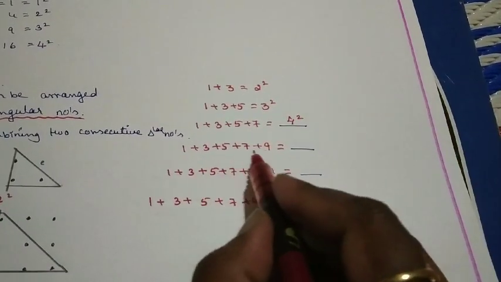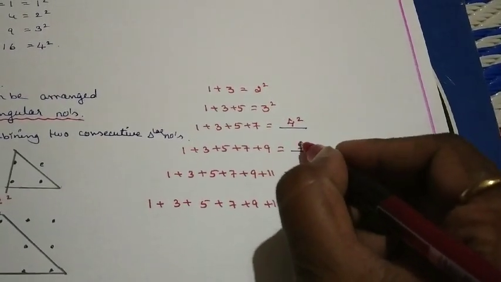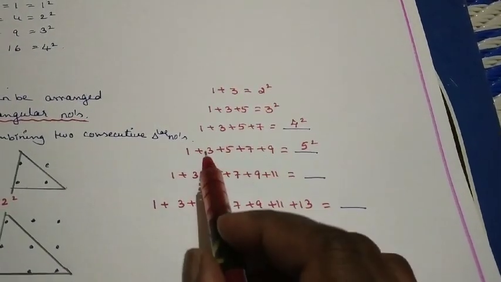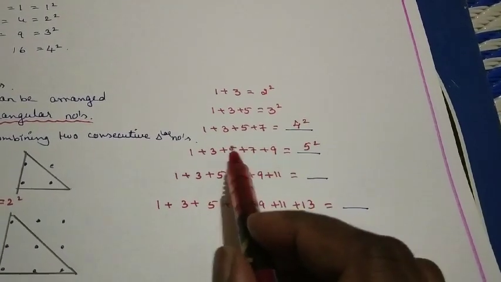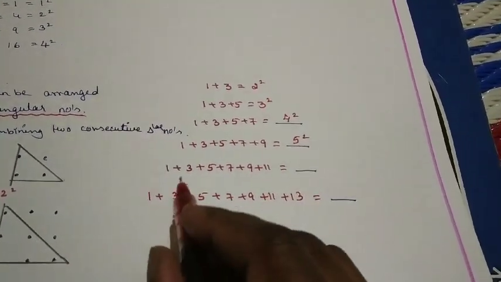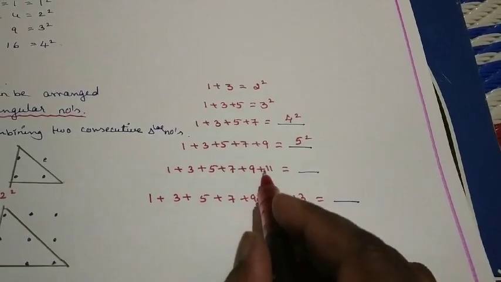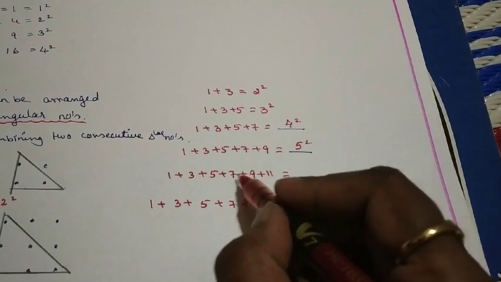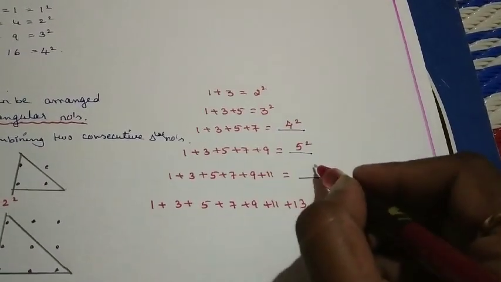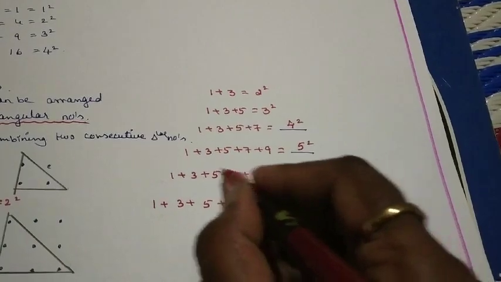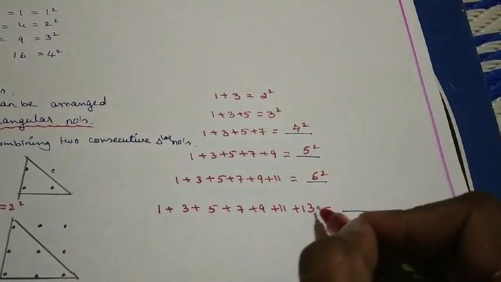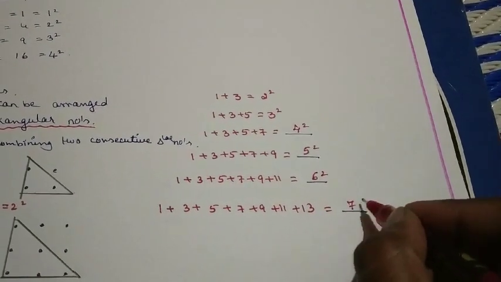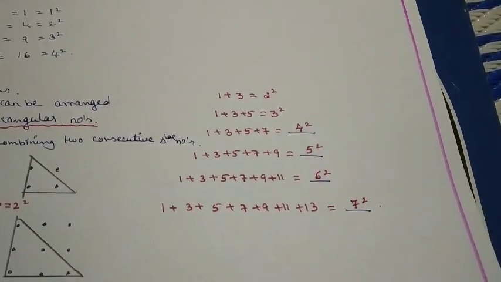Here 5 odd numbers are used, therefore 5 square. Or you can add up all these things. So 9 plus 1 is 10, 7 plus 3 is 10, and 5. So 10 plus 10 plus 5 is 25, which is nothing but 5 square. Or observe the number of odd numbers used. Starting n odd numbers, its square will be the sum. So 1, 2, 3, 4, 5, 6 odd numbers, so 6 square. If you add up all this, you'll get 36. So 1, 2, 3, 4, 5, 6, 7 odd numbers, so 7 square. Hope this is clear for you.